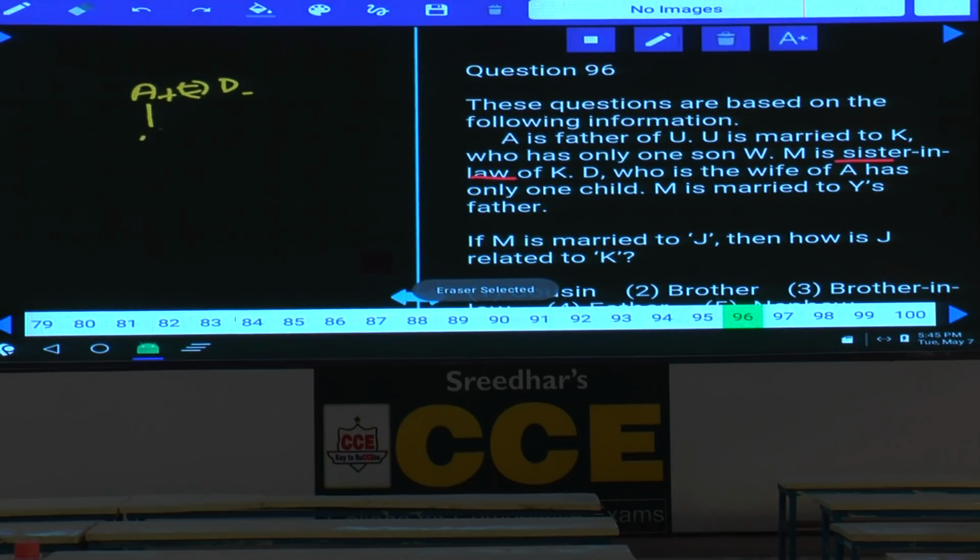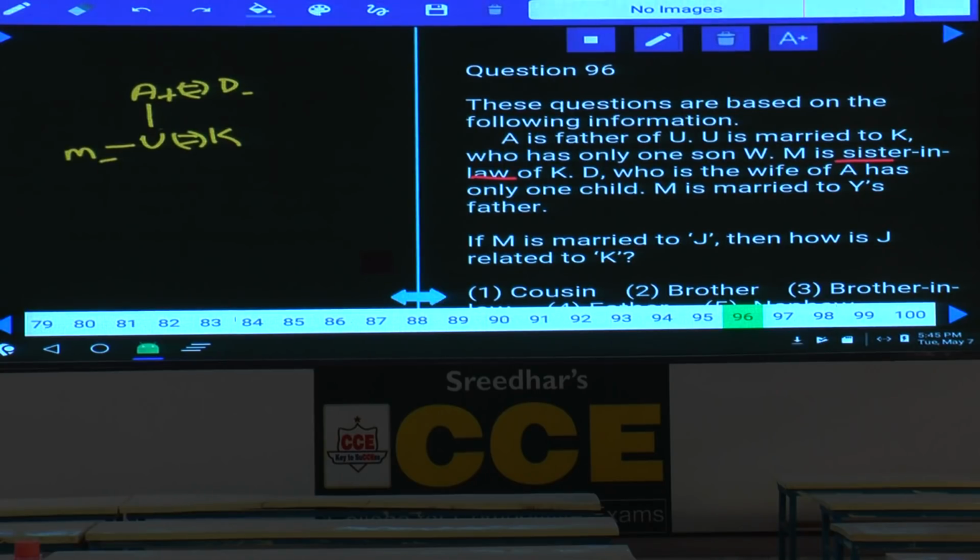Now this is U, A is the father of U, and this U is married to whom? U is married to K. U and K are married couple, and M is a sister-in-law. What do you mean by sister-in-law? Sister-in-law could be either spouse's sister or brother's wife, two different cases. If you take K's spouse U, U's sister is M. Can you take it like this?